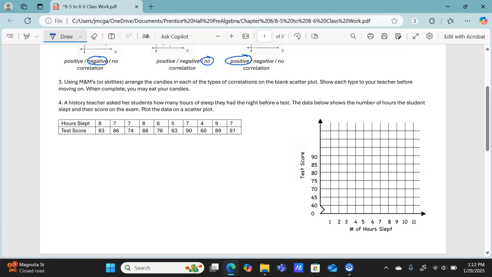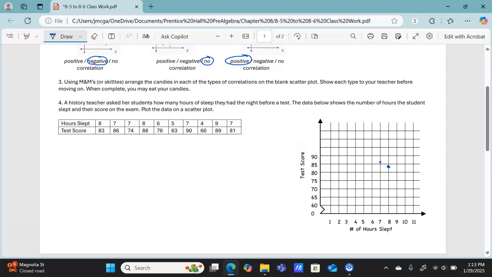It says a history teacher asked her students how many hours of sleep they had the night before the test. The data shows the number of hours the students slept and their score on the exam. Plot the data in the scatter plot. So 8 and 83. So we go up 8 and then here's 85. We're going to be below that. So right about there. And then 7 and 86.